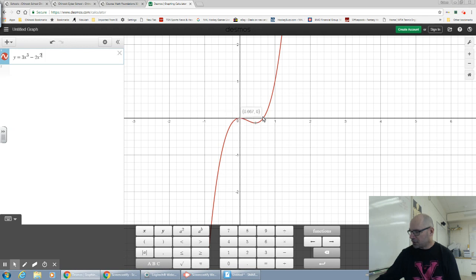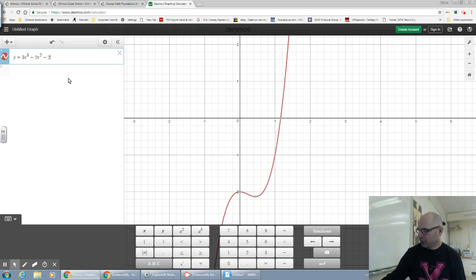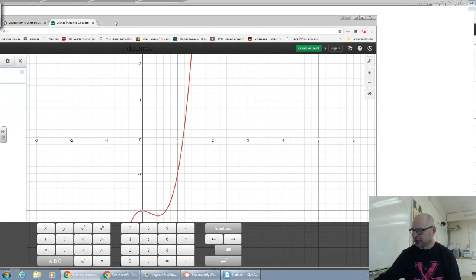Where it crosses the x-axis is called the x-intercept, and where it crosses the y-axis is called the y-intercept. Let's put a minus 2 in here. You can see that our y-intercept goes all the way down to minus 2. Our x-intercept in this case is like 1.161 or something. And there's a couple of turning points here. So let's throw a few definitions down.